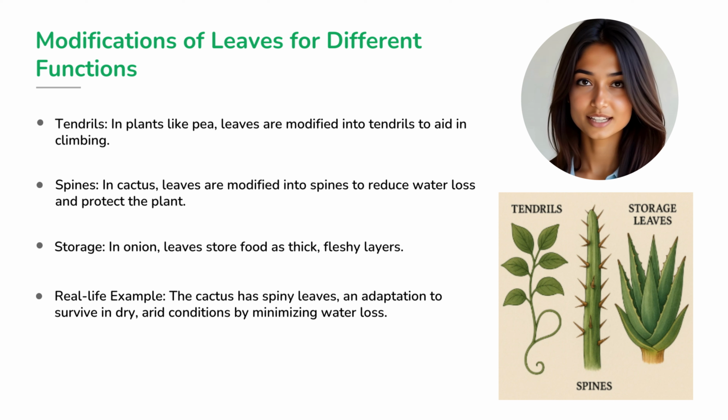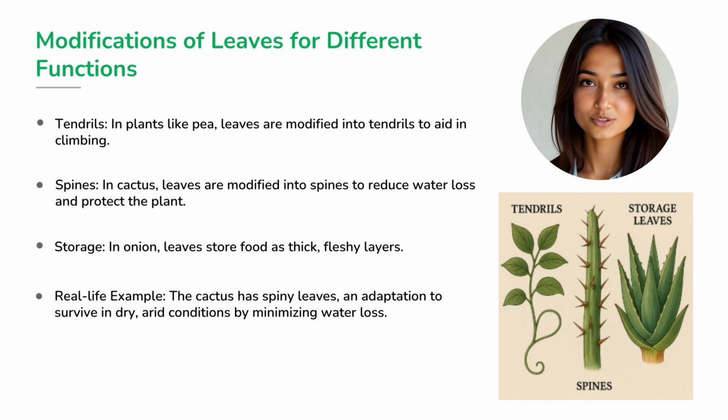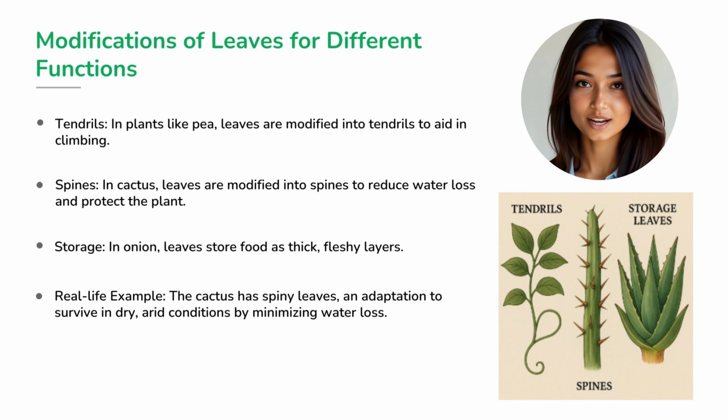In fact, leaves can be modified for various purposes. Take a pea plant, its leaves transform into tendrils, helping the plant climb. In a cactus, the leaves are modified into spines to reduce water loss, helping it survive in harsh desert conditions. And then there's the onion, where the leaves store food in thick, fleshy layers.